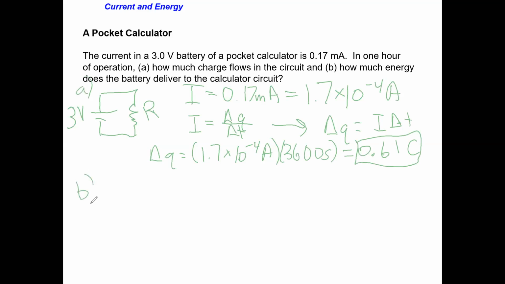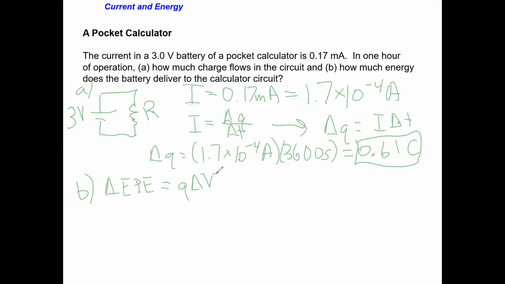In part B, it asked about the amount of energy the battery delivers. Now, you guys may recall from chapter 17 that my change in electrical potential energy, which I have abbreviated EPE, your textbook uses capital U, if I've got a charge moving through some potential difference, is equal to the amount of charge that I have times the potential difference it moves through.